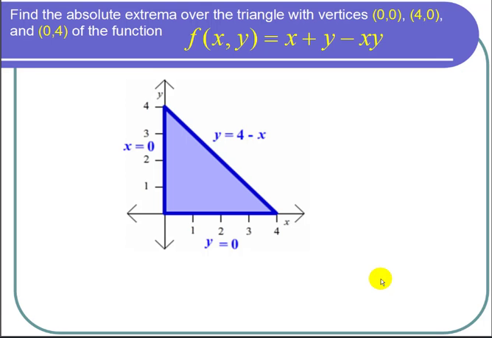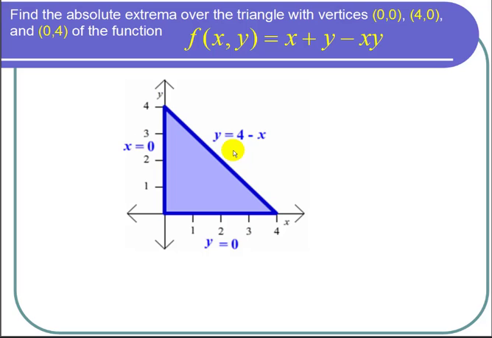So let's sketch a picture. Here's the triangle with vertices (0, 0), (4, 0), and (0, 4). It has edges y equals 0, x equals 0, and the equation of this line segment is y equals 4 minus x. It has slope -1 and y-intercept 4.